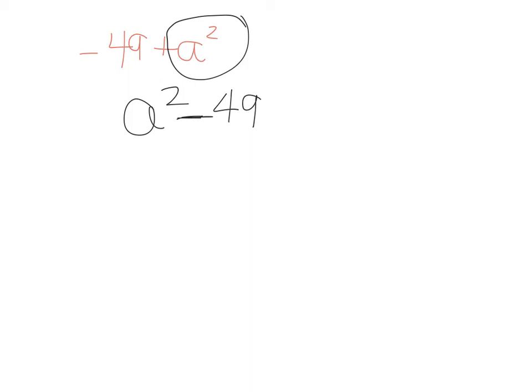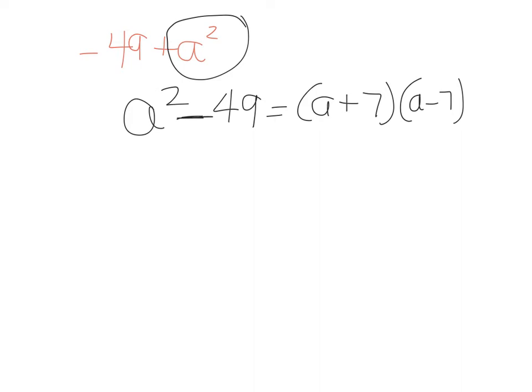Having said that, if I give you negative 49 plus a squared, well, this has a plus in between, but you can factor this. It is still the difference of two perfect squares, because if I rearrange it and put this one first and then minus 49, now you can see clearly that it is the difference of two perfect squares, and it does factor into a plus 7, a minus 7. So a lot of the problems are nice and easy like this, no big deal.